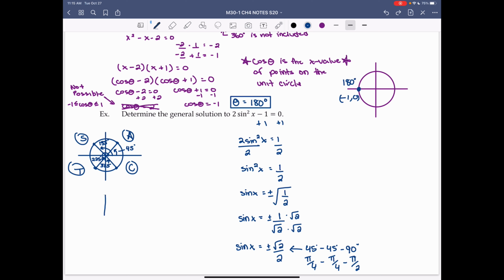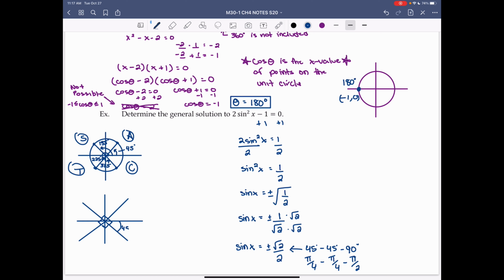I'm going to draw another diagram here. If you look at the distance between these two angles, you should notice that this is 90 degrees. And then if you look at the next angle, this is also 90 degrees between those two angles. And the distance between each pair of angles is 90 degrees. That's because our reference angle is 45 degrees.